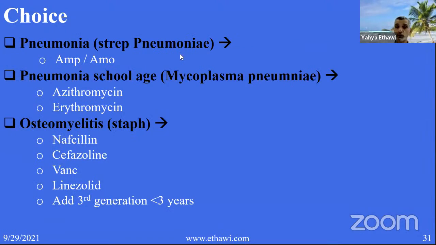Pneumonia due to Streptococcus pneumoniae, ampicillin or amoxicillin is the choice. Pneumonia at school age, because of the risk of Mycoplasma, azithromycin or erythromycin is a good choice. Osteomyelitis due to staph: if it's MSSA, then nafcillin or cefazolin. If it's MRSA, then vancomycin or linezolid. We might add a third generation cephalosporin for the possibility of gram-negative and better penetration if we are less than 3 years.